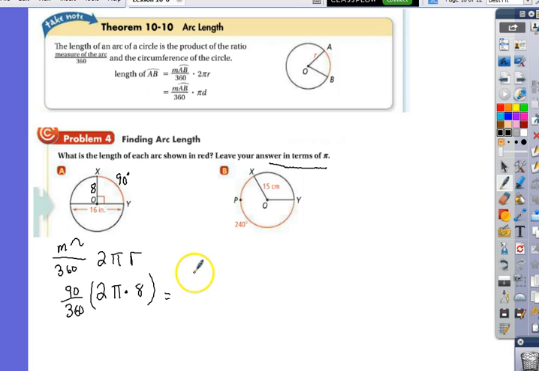So for the measure of an arc, you're always going to use that formula. Or for the arc length, you're always going to use this formula. So 90 times 2 times 8 divided by 360 leaves me with 4. So the measure of that arc length is 4 pi inches.